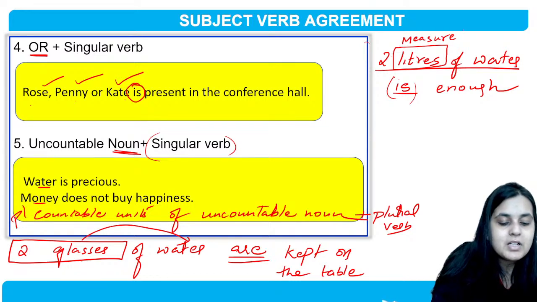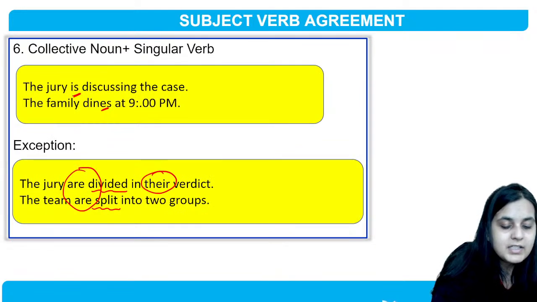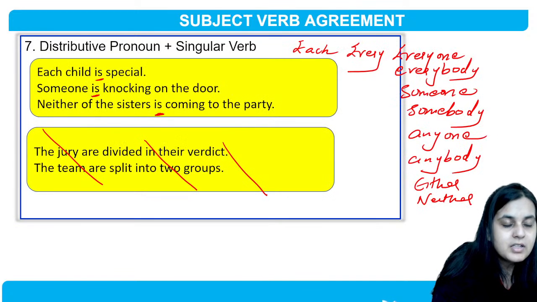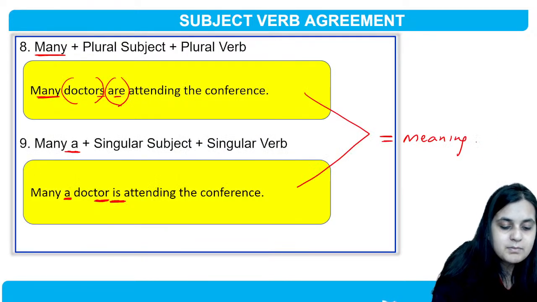Unless you're using plural countable units of an uncountable noun, then you treat it as plural. Collective nouns are singular as long as the collective noun is together. Once it's divided, split up, fighting, you start using it as plural. Distributive pronouns are always treated as singular. Many takes a plural subject and a plural verb. Many a, just because a comes in, takes a singular subject and a singular verb, but the meaning is the same.